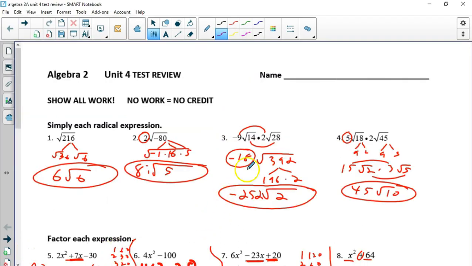Quick slight correction. Apparently your paper, different version, has a negative here. It's negative 14 under the radical. So that would mean we'd be dealing with a negative 196. Remember, some of you like to put negative 1, but I put it with the perfect square, which means then we're going to be pulling out an i. So this should be negative 252i square root of 2.